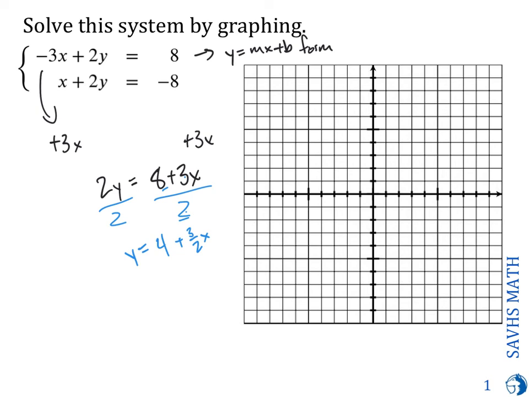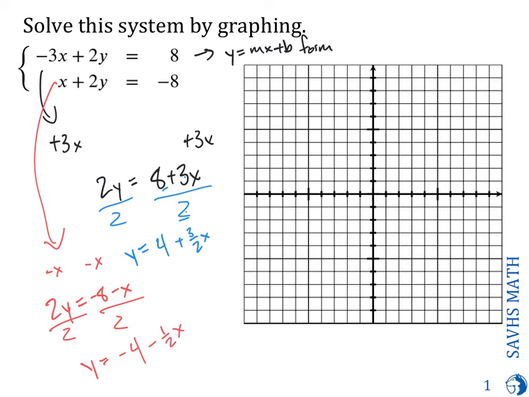Next thing I need to do is the same thing with the second equation. So I need to get y by itself, so I'm going to subtract x from both sides. And I get 2y equals negative 8 minus x. Divide both sides by 2. And I get y equals, this time, negative 4 minus 1/2 x.